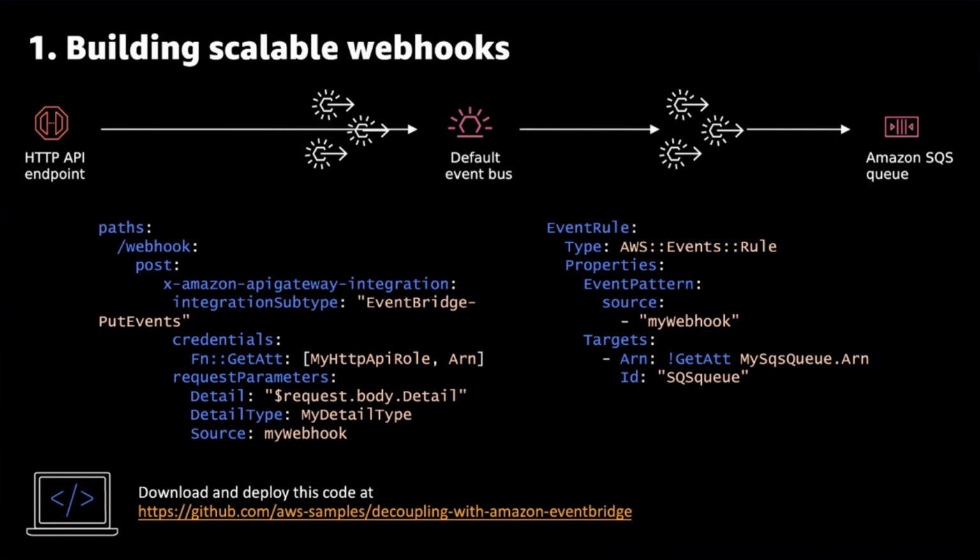On the right, you can see the EventBridge rule, which is configured to filter for a source of my webhook to match events from this HTTP API endpoint. It then defines the SQS queue as a target. You can download and deploy this example from the GitHub repo shown on the screen.